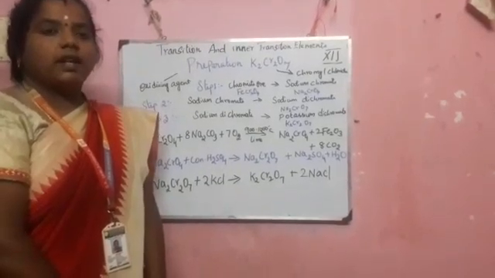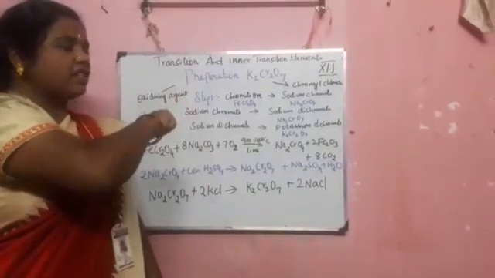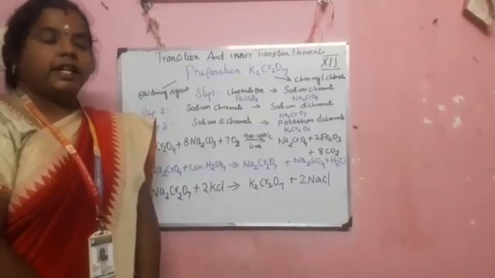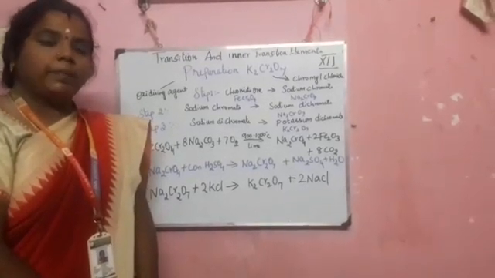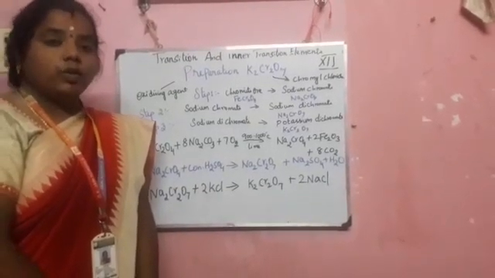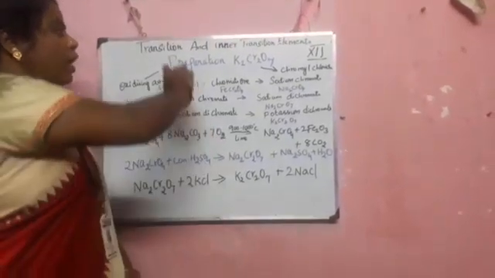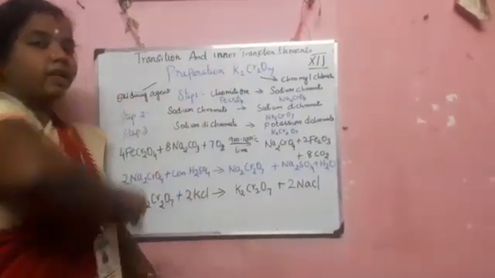Today for the 12th standard I am going to explain the topic: transition and inner transition elements. In the last videos we saw so many properties of the transition elements. Today we are going to explain the preparation of potassium dichromate.